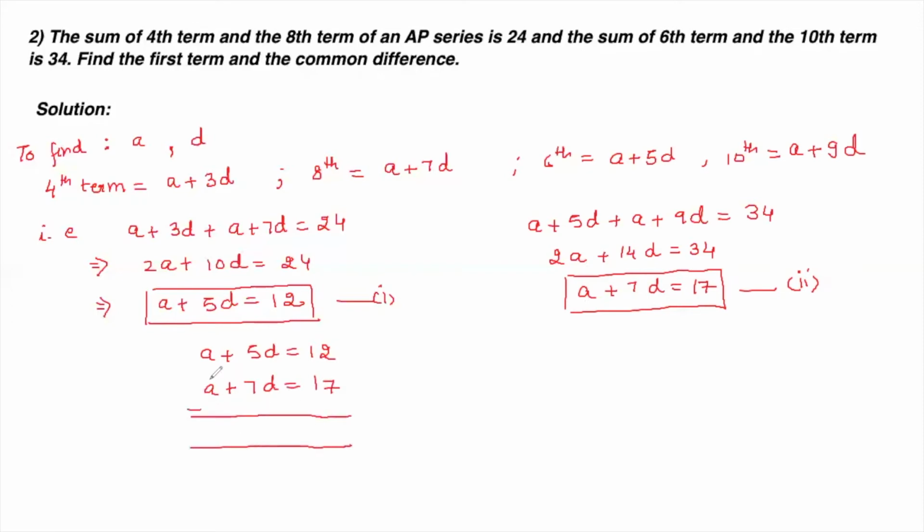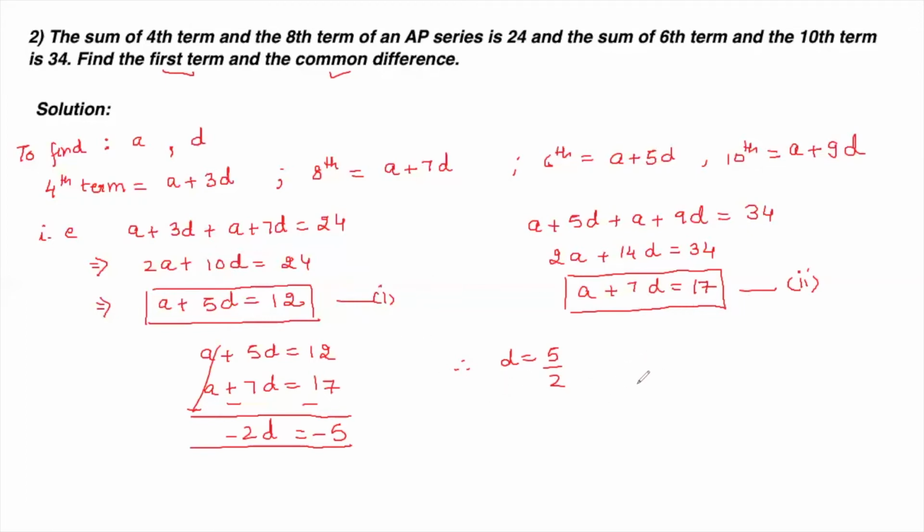Fine. So A and A will get deducted, right? Here I'll get minus 2D is equal to minus 5. Therefore, I can say D is equal to 5 by 2. What is D? D is our common difference, right? So we have found the first value, that is the common difference. Now we need to find the first term. So I can find the first term from any of the equations, using equation 1 or equation 2. So I'm using equation number 1.